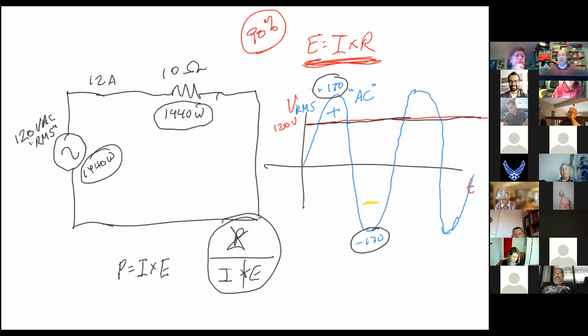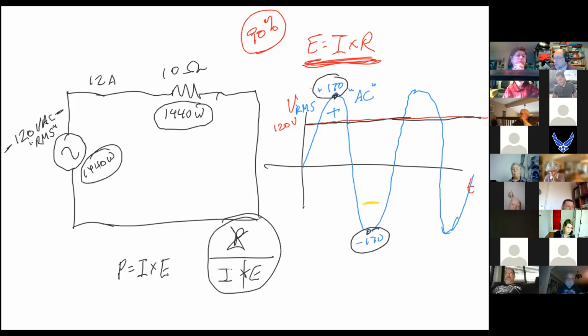When you stick your meter into your wall socket, if it's an RMS reading meter, it will say your voltage is 120 volts. But you have to know that it goes all the way up to here and all the way down to here. But it produces the same equivalent power as 120 volts DC would. So if we were to use that power supply coming out of the wall, how much power would we actually get out of our resistor?